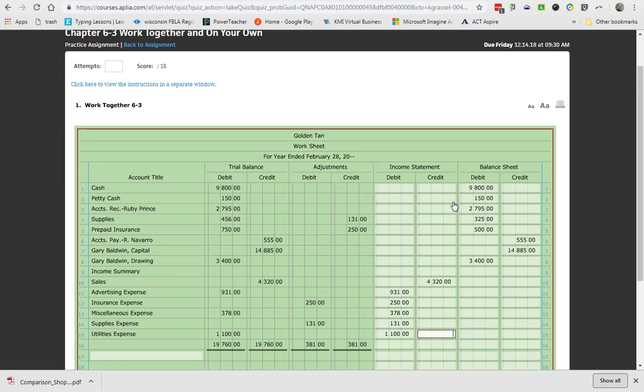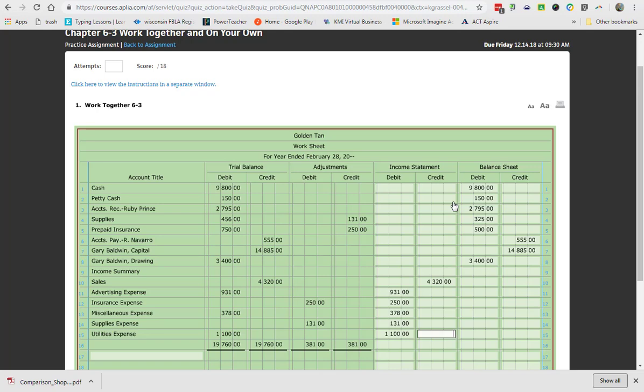$555 credit on that one, because that one is a liability, so it's got to go on there. Okay. And then this one is our owner's equity. That one will go there. This one is still owner's equity, so that'll go on our balance sheet, but as a debit. That looks good.